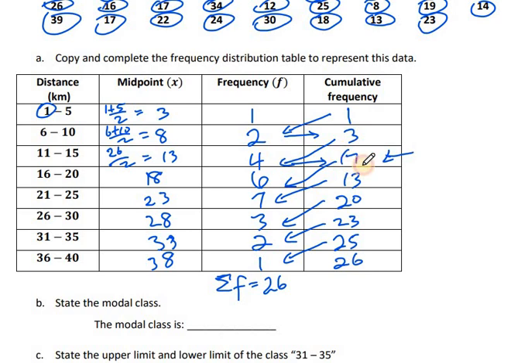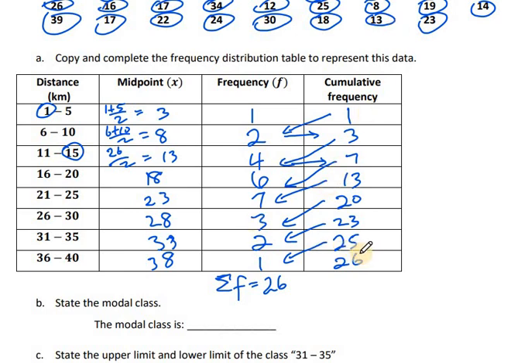This 7 here is telling us, from 1 kilometer to 15 kilometers, how many persons fall in that range in terms of the distance they traveled to school? Well, it's 1 plus 2 plus 4, and that will give us 7. And so that's the idea. And so let's do one last one so we can understand what's going on.